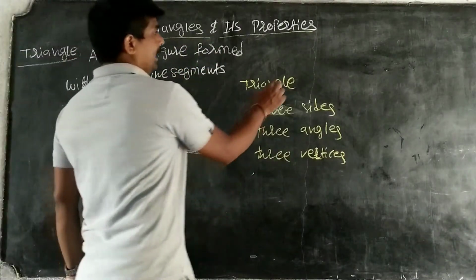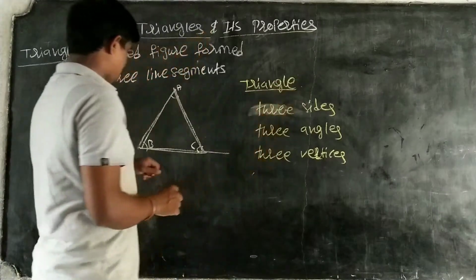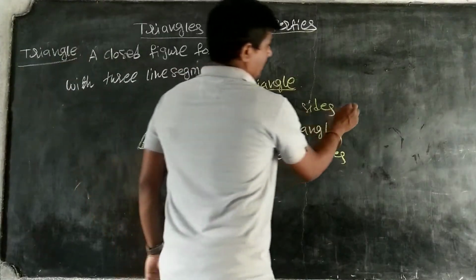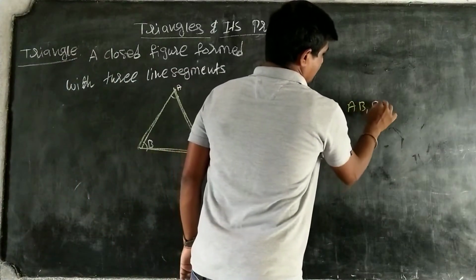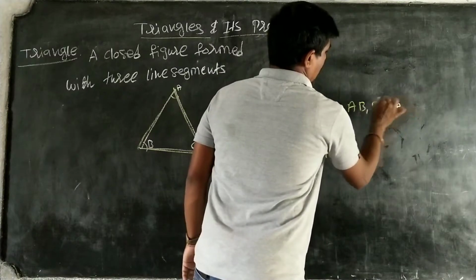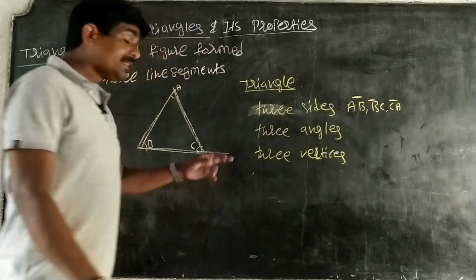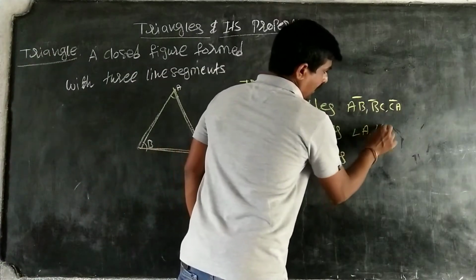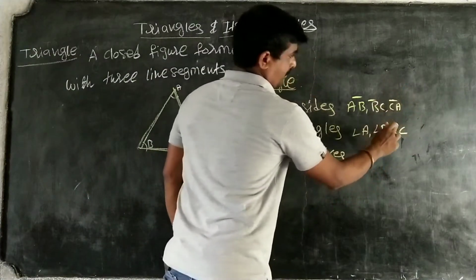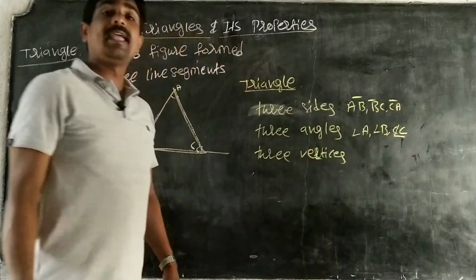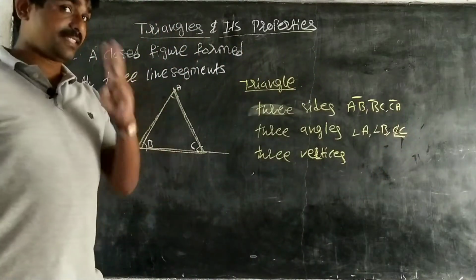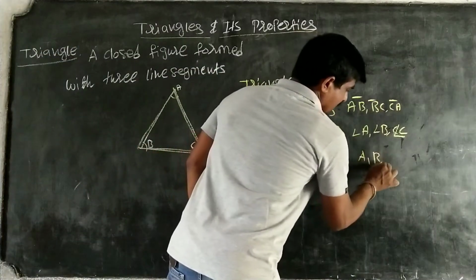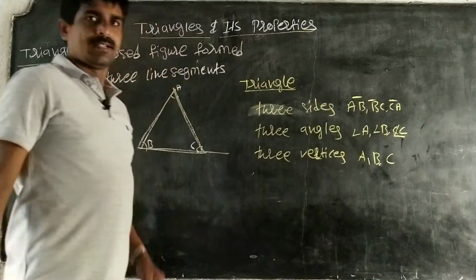First, a triangle has three sides. Observe here. AB is one side, BC, so AB, BC and CA. Three sides. Three angles. What are the three angles? Angle A, angle B, angle C. Three vertices. What are the vertices? A, B, C. Okay? Right.